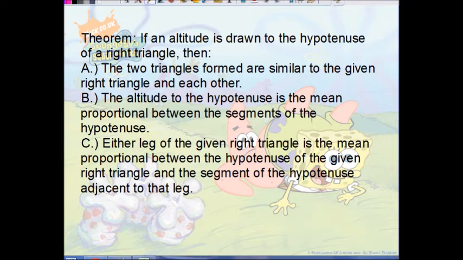The second thing this theorem says is that the altitude to the hypotenuse is the mean proportional between the segments of the hypotenuse. And we also have that either leg of the given right triangle is the mean proportional between the hypotenuse of the given right triangle and the segment of the hypotenuse adjacent to that leg. Again, if you didn't write those down, let's make sure we write those down before moving on.